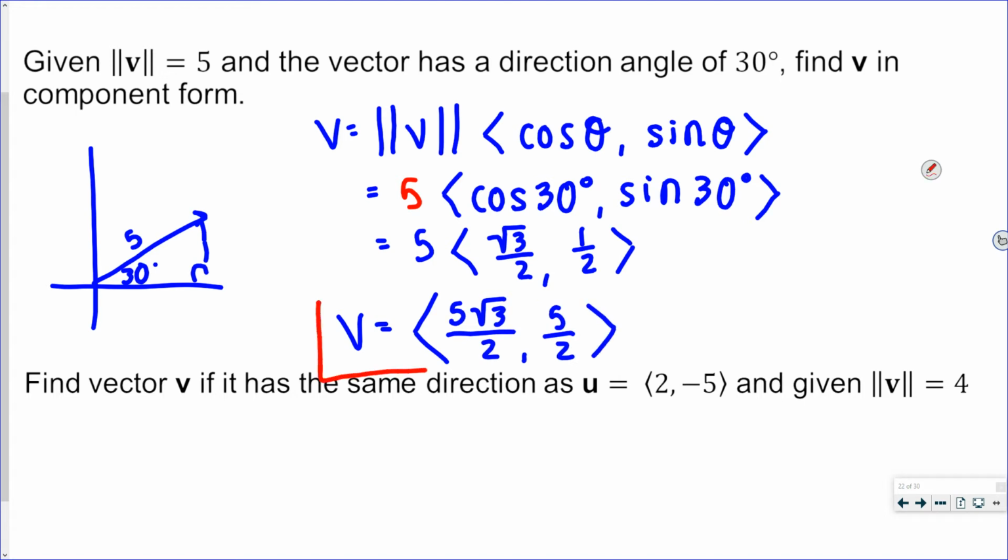Okay, so there's that vector in component form. Fair enough. I'm slow. I did too, with the unit circle.